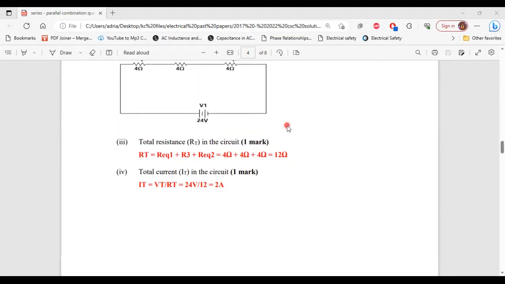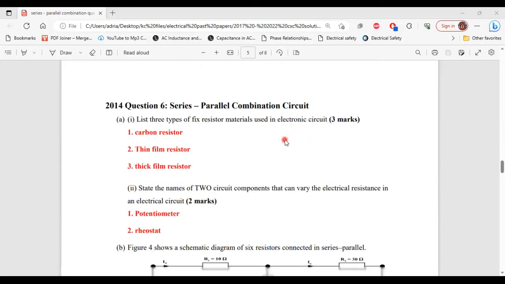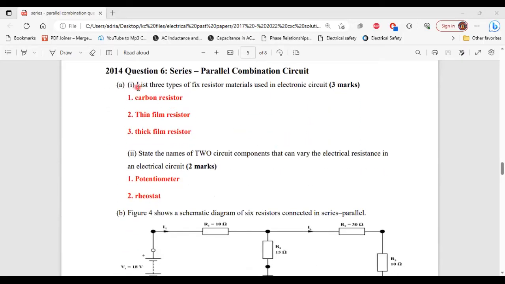All right, so let's move on to the next question. So this is question 6 from the 2014 past paper, part 1 of A. It says list 3 types of fixed resistor materials used in electronic circuit. So the 3 types of materials are carbon resistors, thin film resistor, and thick film resistor. So these are the 3 types of resistor materials. All right, so let's move on to part 2.